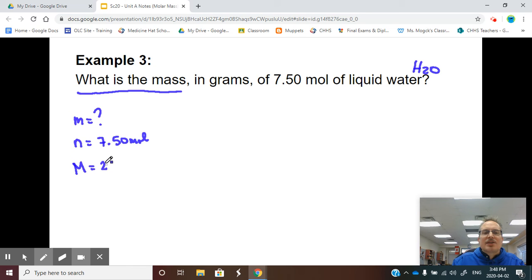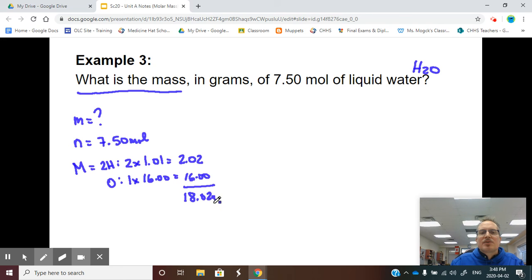So it's 2 hydrogens at 2 times 1.01. So that's going to be 2.02. We also have an oxygen at 1 times 16, which is going to be 16. So this adds up to 18.02 grams per mole. And that exactly matches up with what we did earlier. So we get a mark for the formula out of the data booklet. You are copying it exactly.